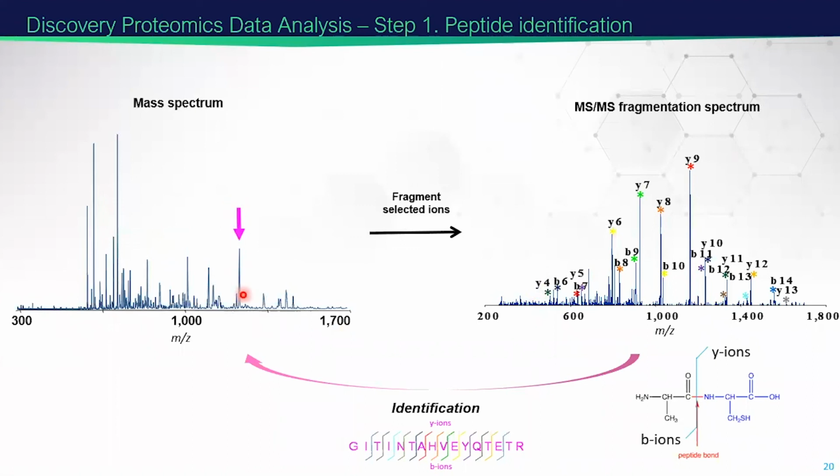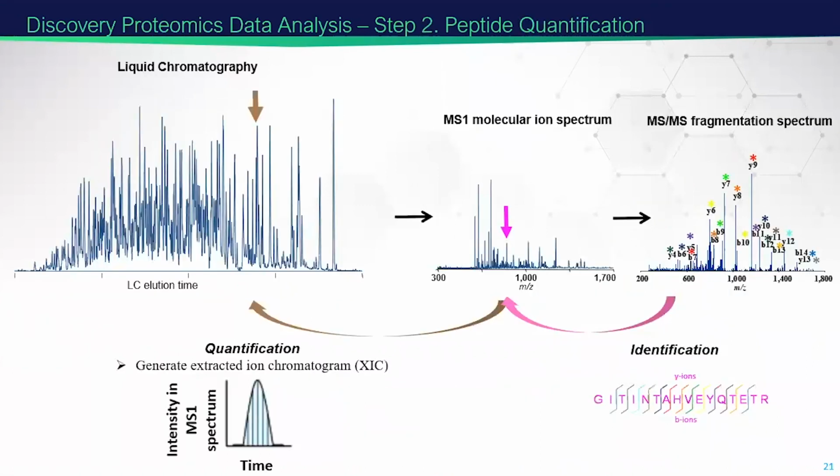So you know this molecular ion is from this peptide. And then you can go back to the intensity of MS1 spectra over time. You get a peak, and you can use this peak as the quantification for the peptide intensity.